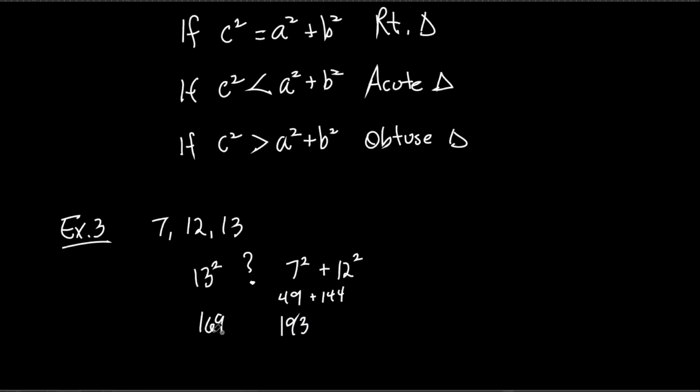So compare 169 to 193. 169 is what? Less than 193. So if it's less than, then this is an acute triangle. And that's your answer right there. Okay, but this is the work to show how we got the answer.